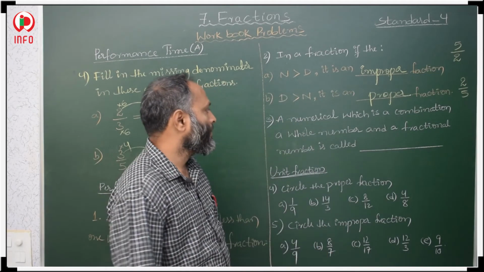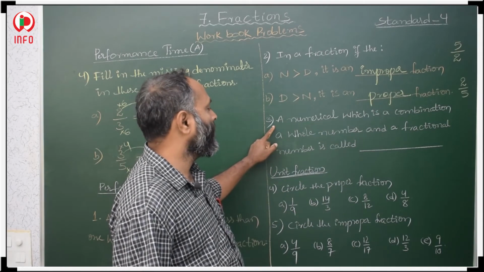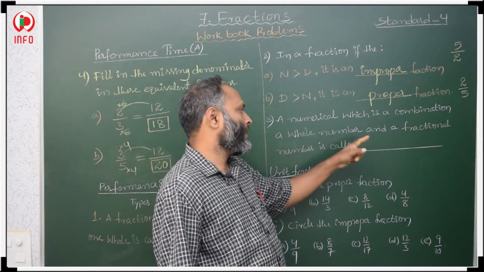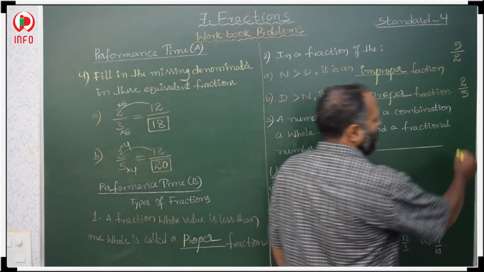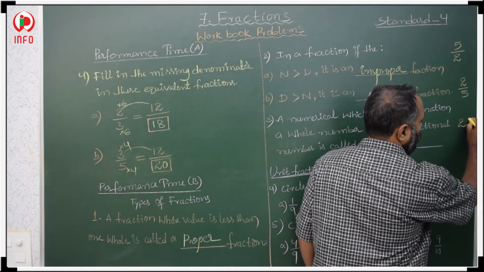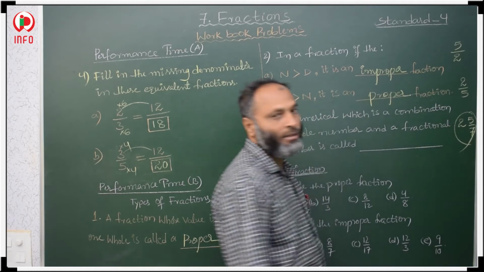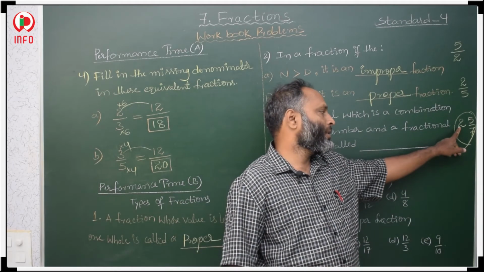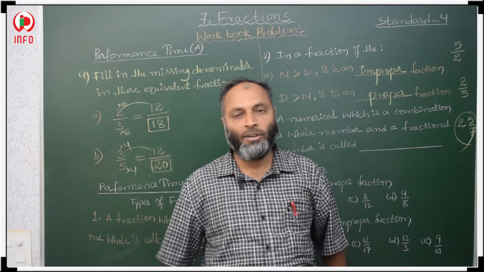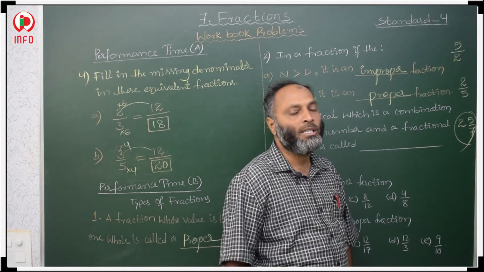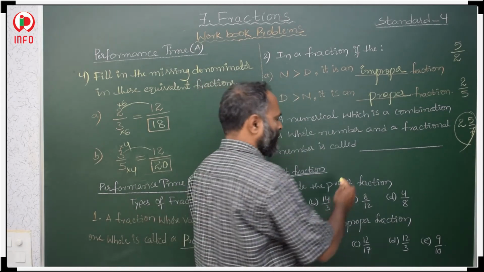Next, third question. A numeral which is a combination of a whole number and a fractional number is called what? It means a fraction like 2 5 by 7. This is a whole number and a fractional part, a combination of a whole number and fractional value. What is it called? It is called mixed fraction.